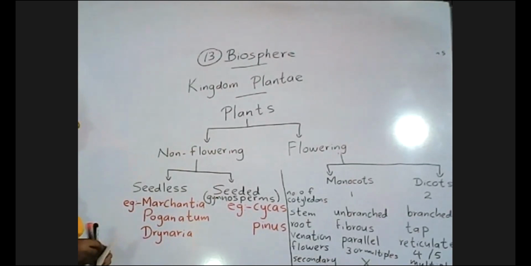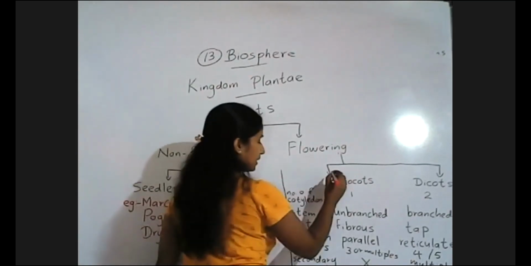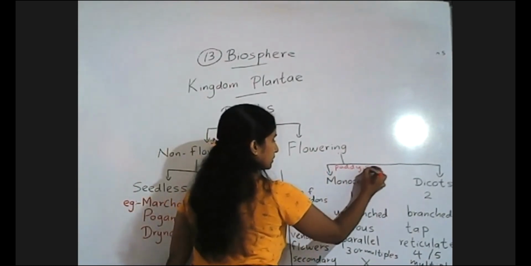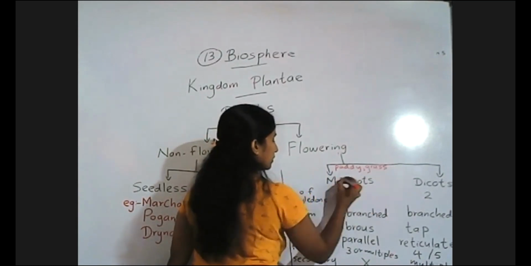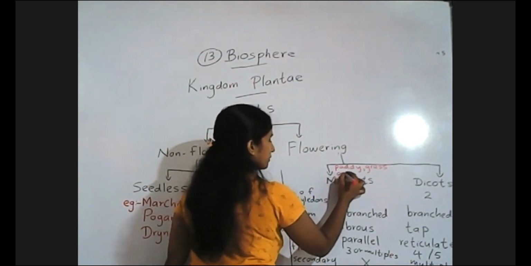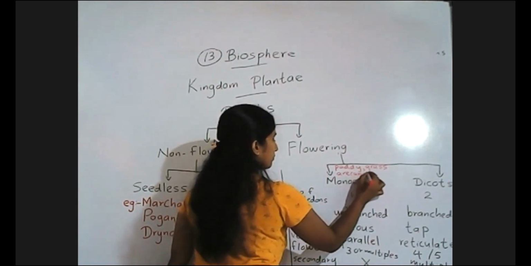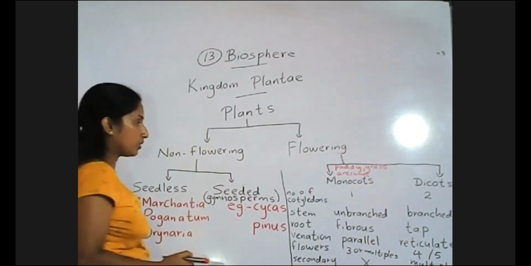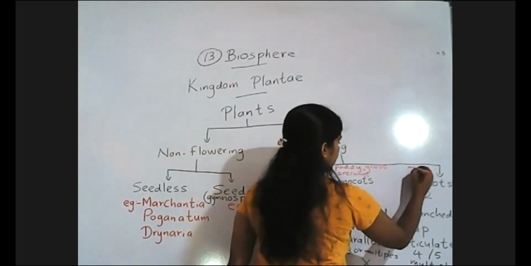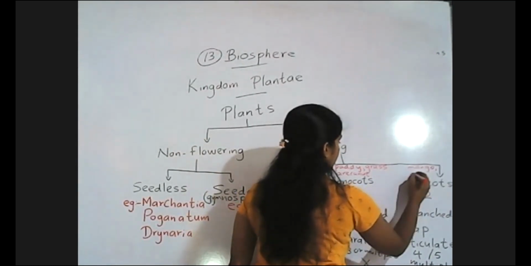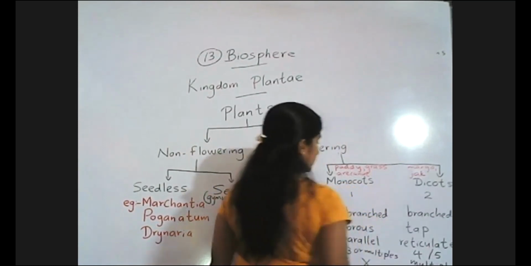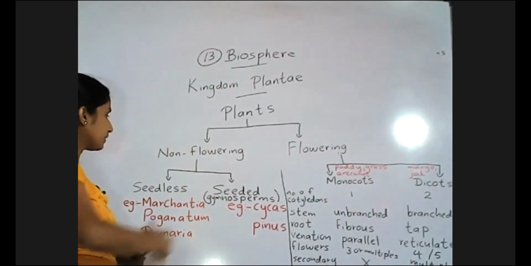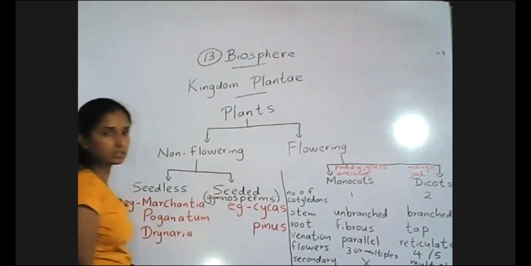And you have to remember some examples. For monocots, what are the examples? Paddy, grass, areca nut, coconut, like that, you can remember some examples for monocots. For dicots, very easy, like mango, guava, jack. In that way, you can remember the examples for monocots and dicots, right? So this is all about the plants.